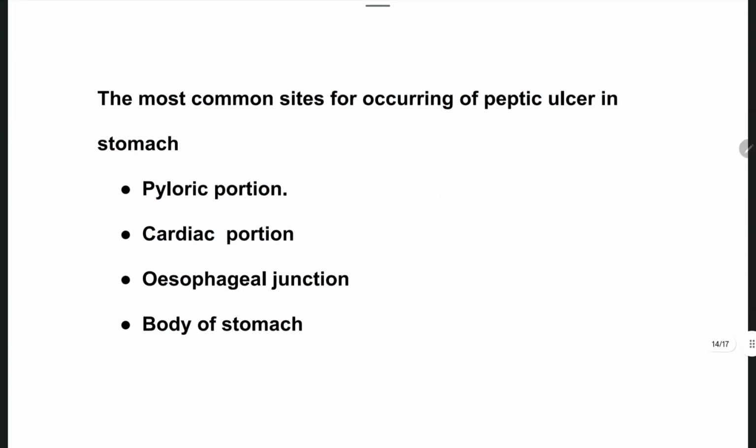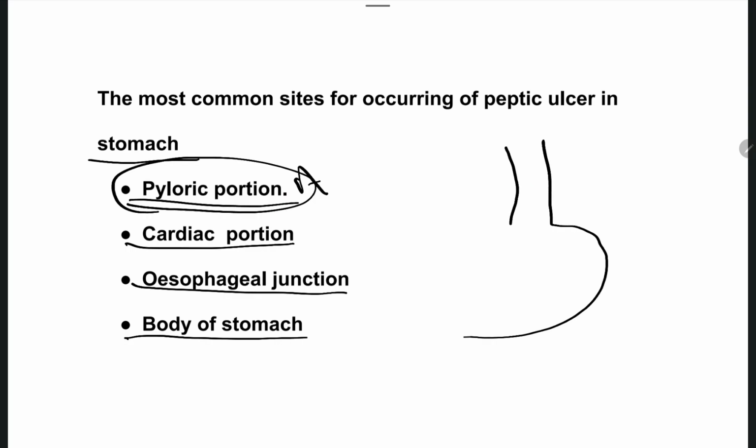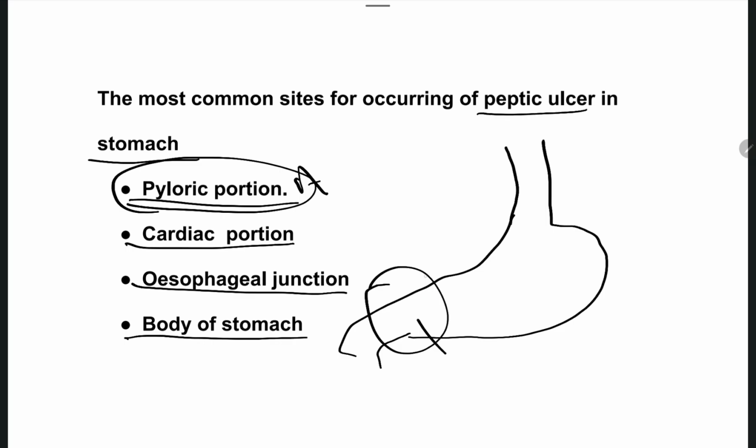The next one is the most common site for occurring of peptic ulcer in stomach. Pyloric portion, cardiac portion, esophageal junction, body of the stomach. The right one is option A, pyloric portion. So pyloric portion over here. Most of the peptic ulcers we can find in the pyloric portion of the stomach.